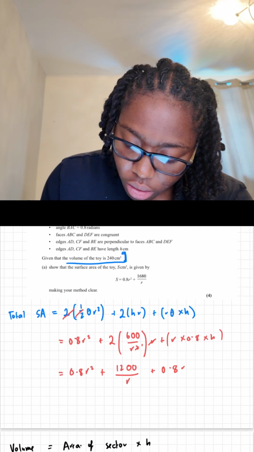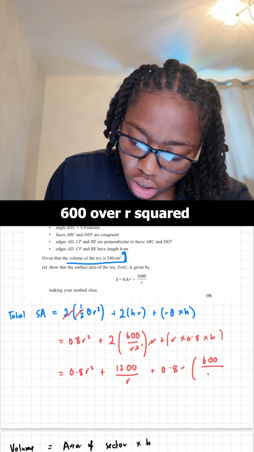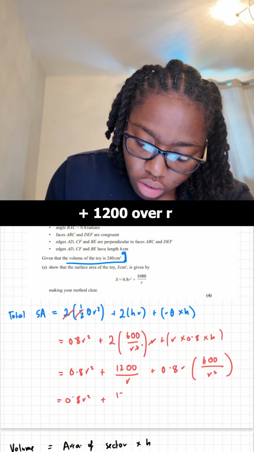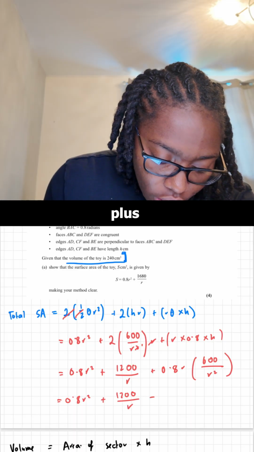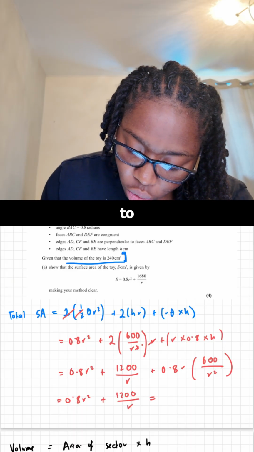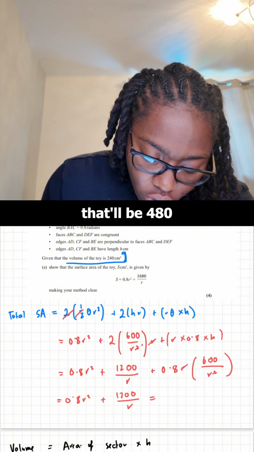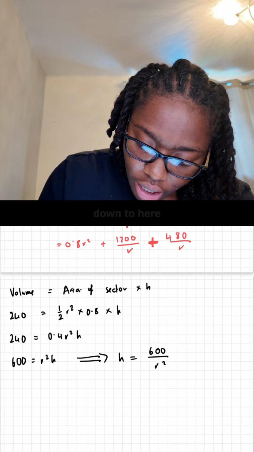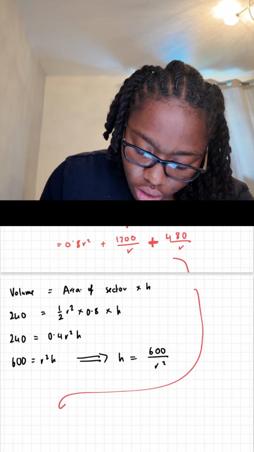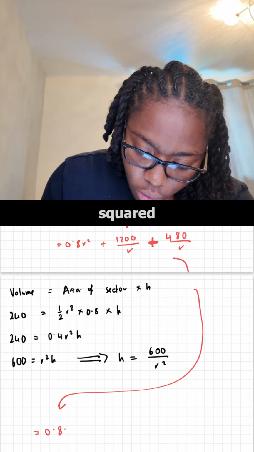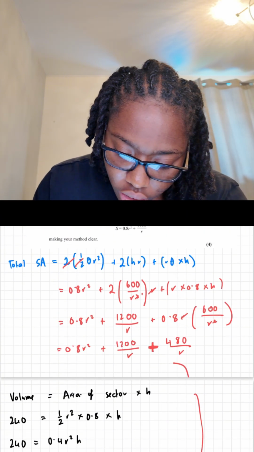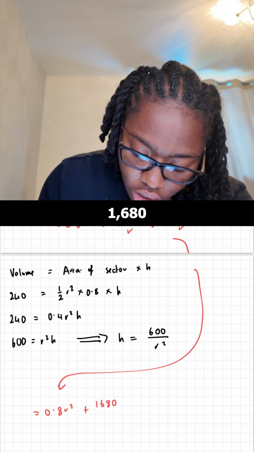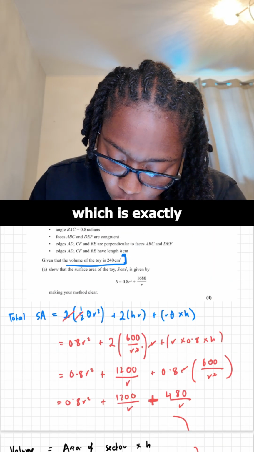Rh, sorry, and let's replace that. 600 over r squared is equal to 0.8 r squared plus 1200 over r, plus these r's cancel. That will be 480 over r. Let's bring that down to here. So I'm left with 0.8 r squared. Add these two together, and we're left with 1,680 over r, which is exactly what we wanted here.